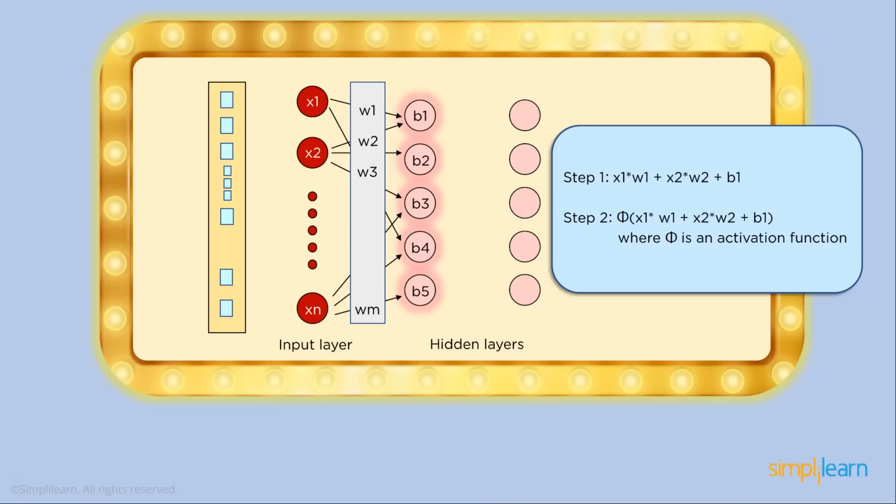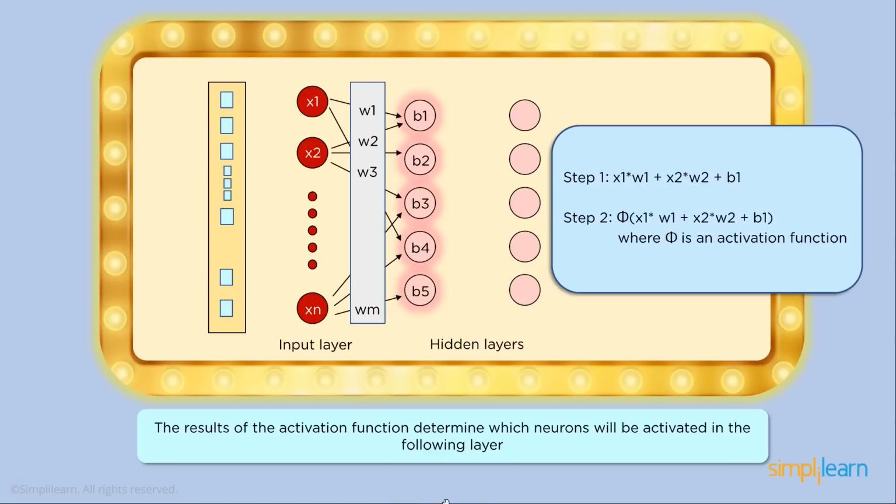So here we have step 1, and we can see where we have x1 times weight 1, x2 times weight 2, plus b1. That's that top neuron up there. And then we have the next neuron down, which is step 2. In step 2, they denote with the Greek symbol phi the activation function based on step 1. So if it's close to 0, it's 0. If it's close to 1, it's 1, and it might be a value in between. It's very common, depending on what activation function you use. The results of the activation function determine which neurons will be activated in the following layer.